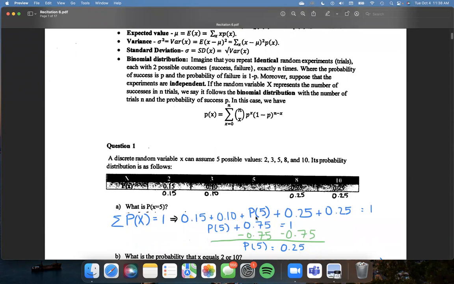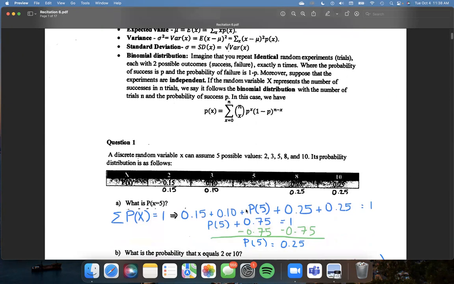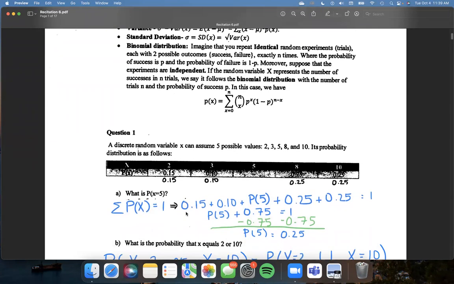I probably should have written probability of X equals 5. This is my own shorthand, so it's not totally proper, I guess. But anyways, this is the probability of X equals 5.